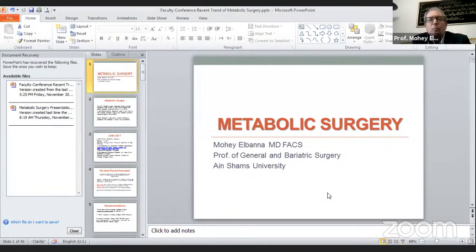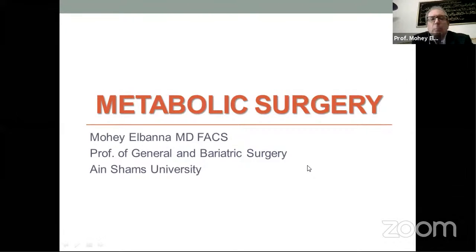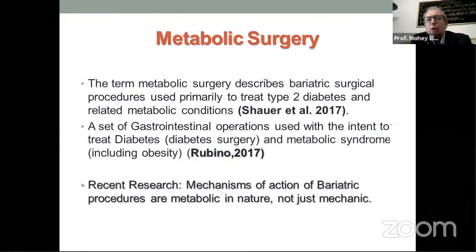I will start by talking about metabolic surgery. Metabolic surgery is a new term that became the mainstay of bariatric surgery in recent years. The term metabolic surgery is used to describe bariatric surgical procedures used primarily to treat type 2 diabetes mellitus and related metabolic conditions. This is the definition by Shaw et al.